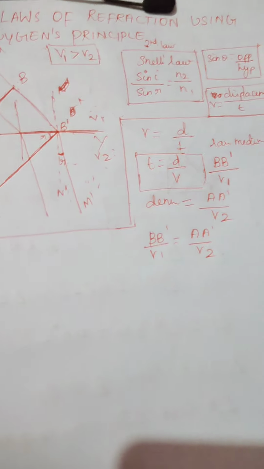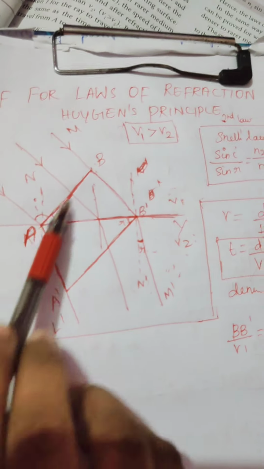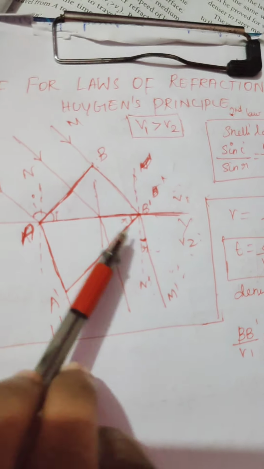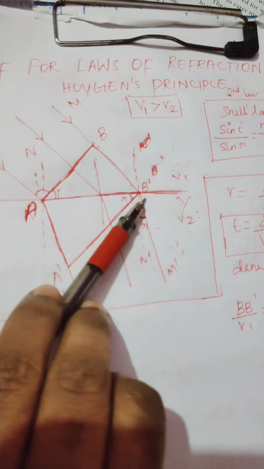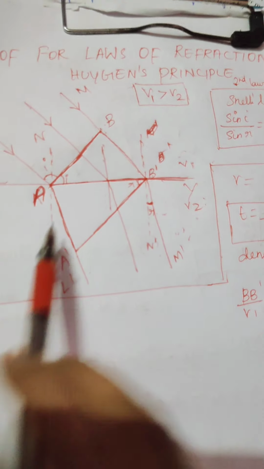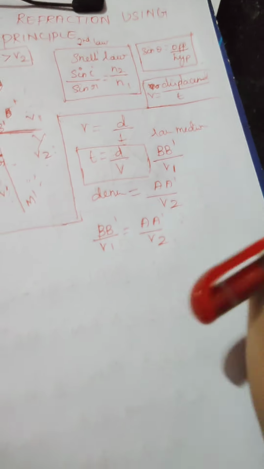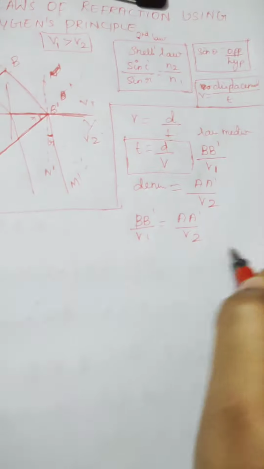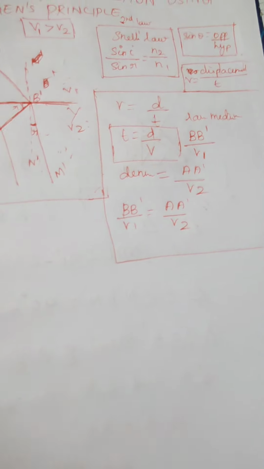Do you have any doubts in this? Very simple, I have just applied the velocity formula. I am considering only this perpendicular ray, the incident and the refracted. B to B dash is the incidence, and A to A dash is the distance covered, the displacement A to A dash, because we are talking about displacement only. According to that, I have formed the equation like this.